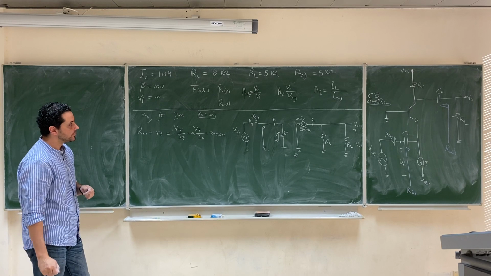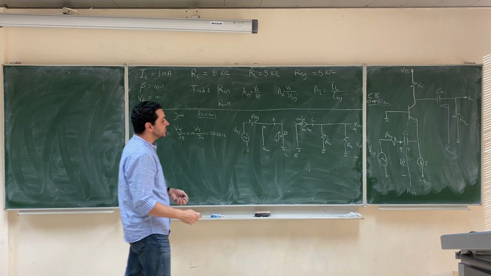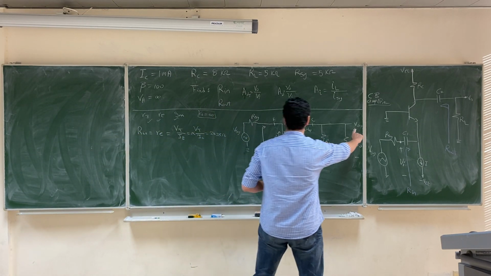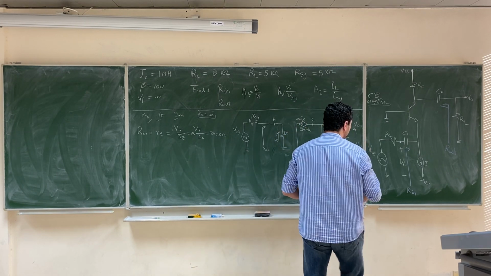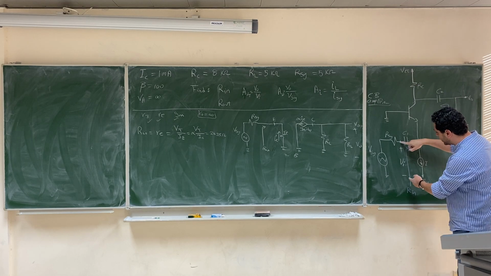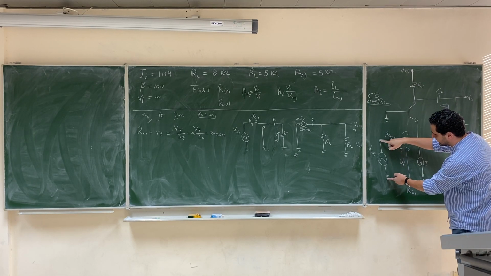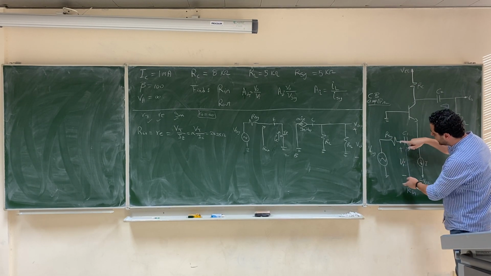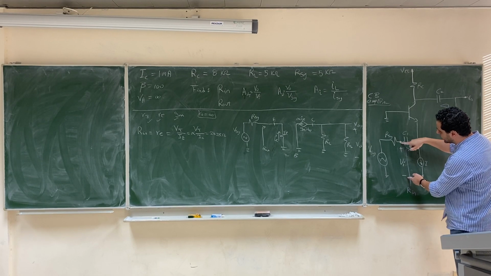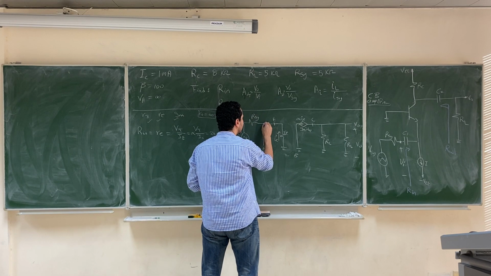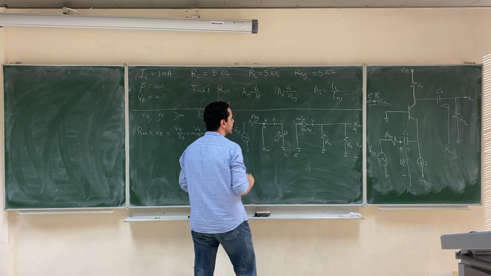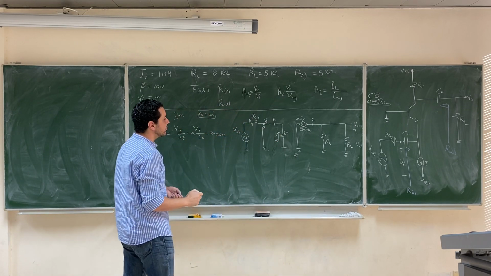This is our input. And then we need to calculate V output over V input, where V input, by the way, is defined to be the voltage of this point. V signal is the voltage of the source. V input is the voltage after our signal. So V input is the voltage here. We need to calculate V output over V input.